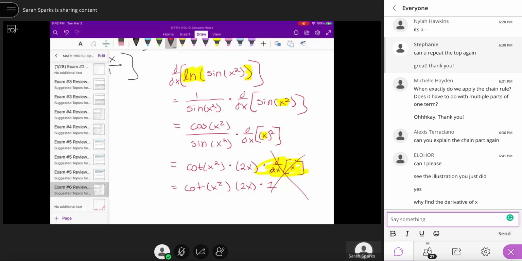x is your inside function in x squared, so x is your u. So what's the derivative du/dx? It's just 1 in this case. You absolutely do not have to write that on your test. That's just me illustrating that, oh, we're done with chain rule here, if you're struggling to see when you're done.